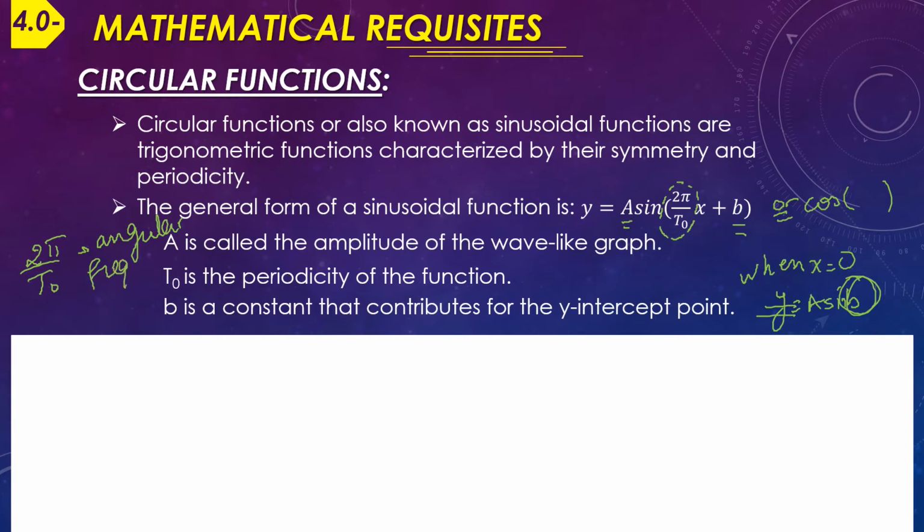Now, 2 pi over the period is called the angular frequency. It is like the frequency which we know in physics, but since it is in mathematics and it is 2 pi over the period, not 1 over period, we call it angular frequency.